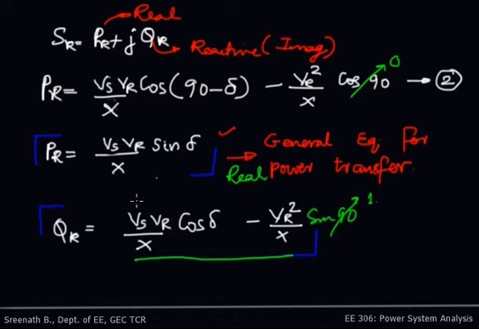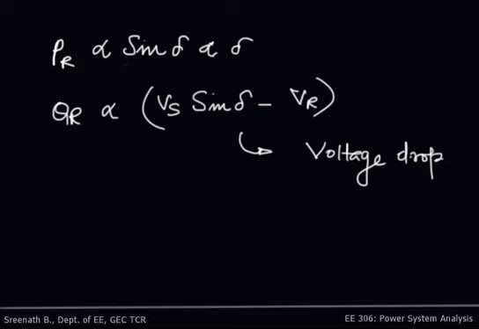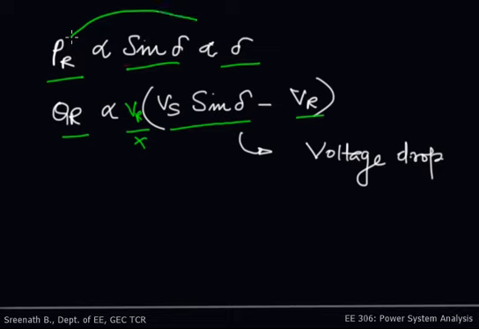From these equations you can arrive at two results. The first is that your real power is proportional to sin delta, and further it is proportional to delta. The reactive power is proportional to Vs cos delta minus VR, since the equation is VR by X into Vs cos delta minus VR. The real power flow between 2 points in a transmission line depends on the angular difference between those 2 points. If you consider one sending end and one receiving end, the power flow depends on the angular difference between them, and the reactive power depends on the voltage drop.